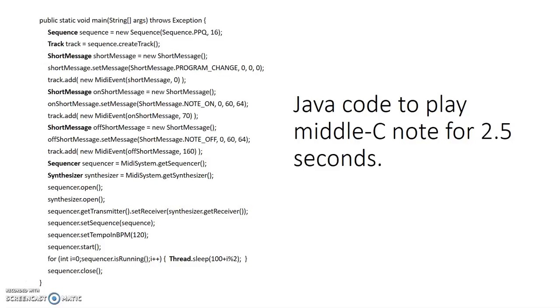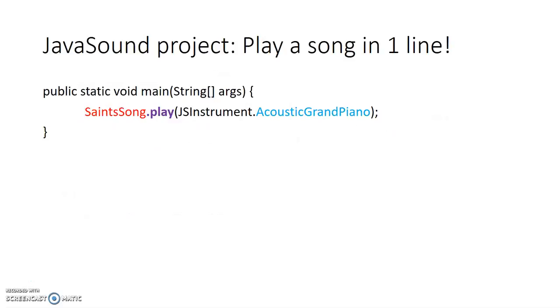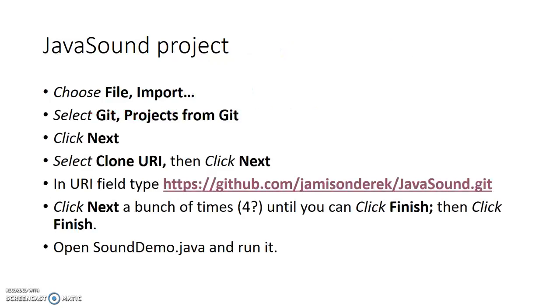So in Java, it takes all this code to have Java play one note for a couple seconds, just to play a middle C and go ding. That's the code it takes. My goal was to simplify this to make it more approachable, so it's easier to use in your programs. The goal was to get down to playing a song in one line, to be able to say saintsong.play and pass in an instrument and have it play it. It's not quite there, but it's pretty close.